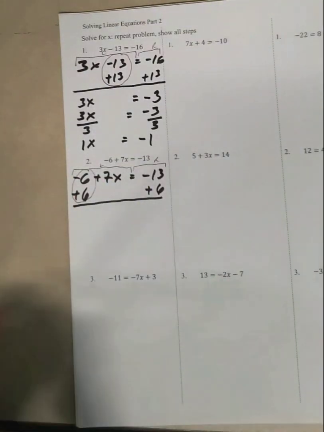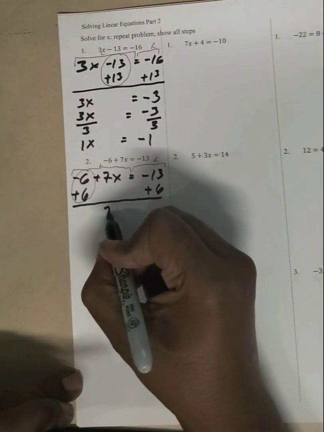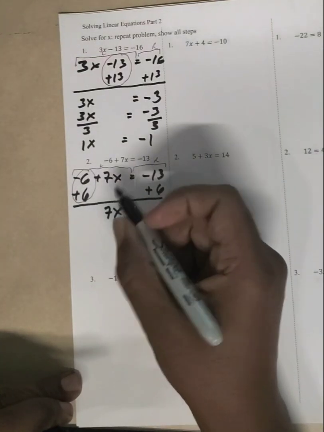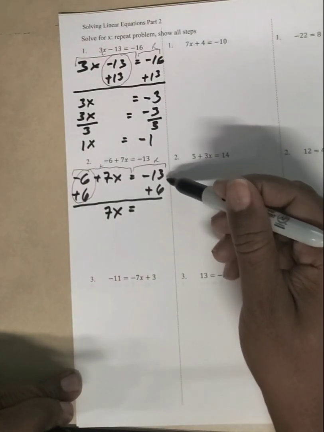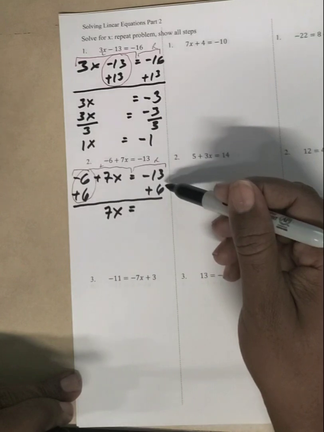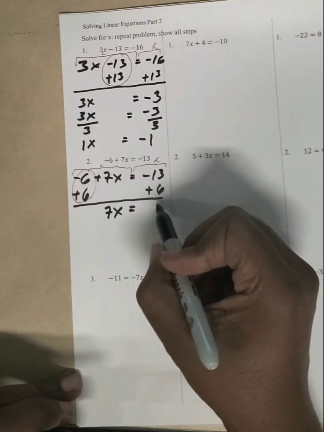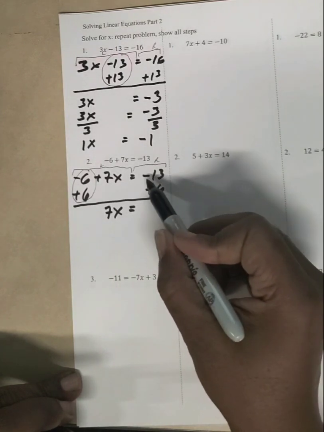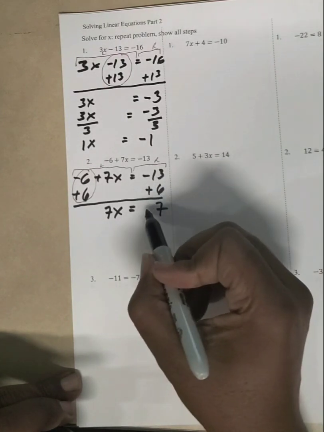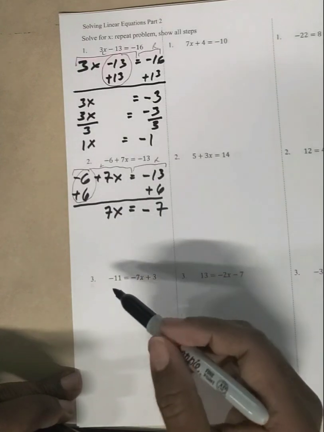That's 0. The 7x comes down. The equals comes down. And these are different signs. Different signs will subtract. So what we're going to get is a 7. When we subtract 13 and 6, we get 7. The bigger sign wins, which is a negative on 13. So the bigger sign wins. That's going to be a negative 7.